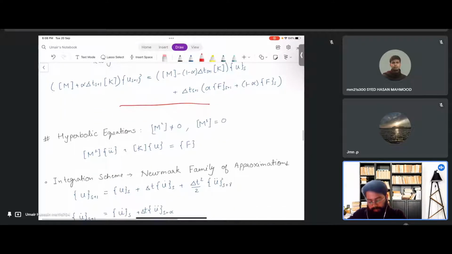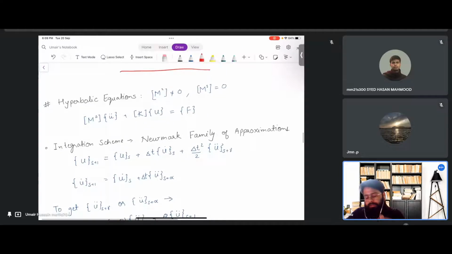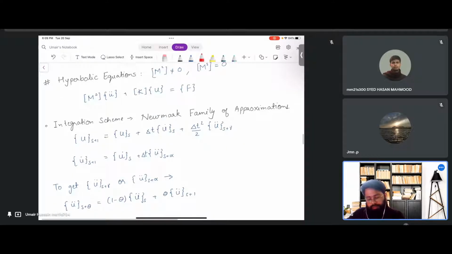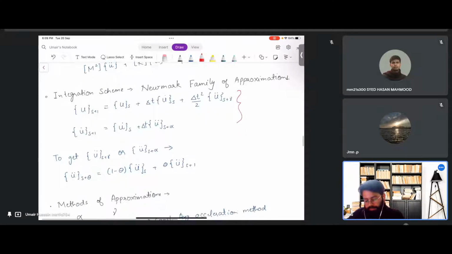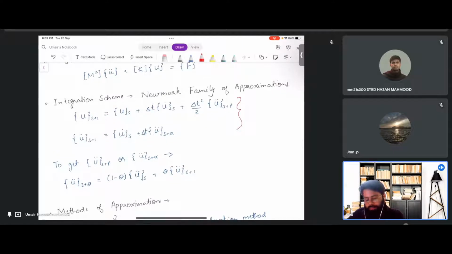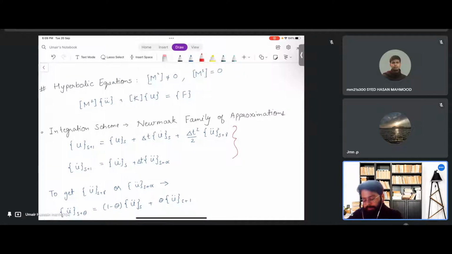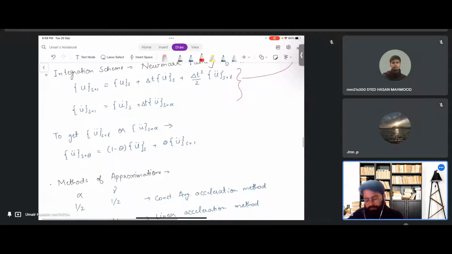Then if we have a second derivative term, this kind of approximation is handled with an integration scheme known as the Newmark family of approximation. So here we use these statements, and we now have to approximate the first derivative as well as the second derivative. We can approximate the primary variable u and its first derivative with these statements, and to get the second derivative, we can substitute these values back into the main equation, and we get these terms.